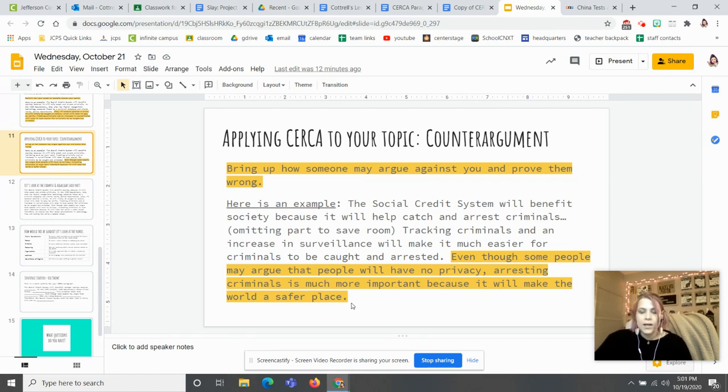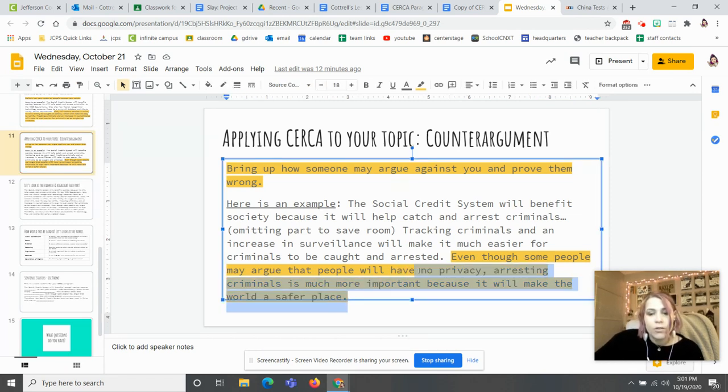So what I said is, hey, some people say that it's bad because you don't have any privacy, but really it makes the world a safer place. So you're going to tell us what some other people say, and you're going to prove them wrong. You see how I did it in one sentence? That's how you should do it too, because it saves a lot of room to just go ahead and do it in one sentence. It's less work for you.